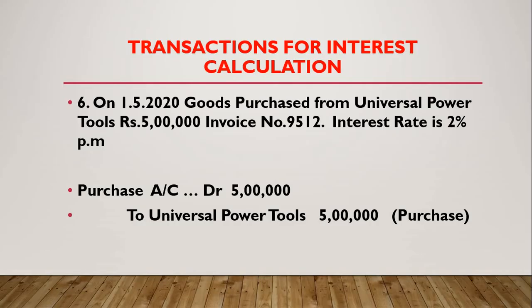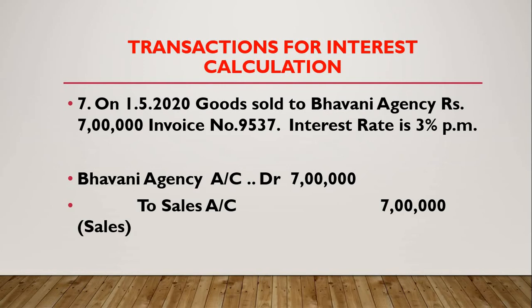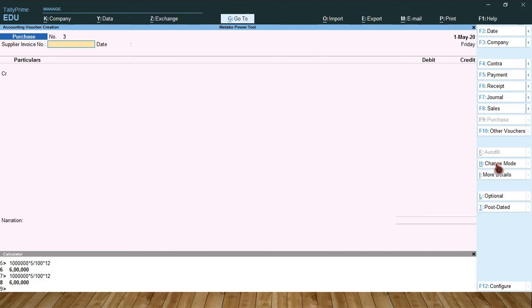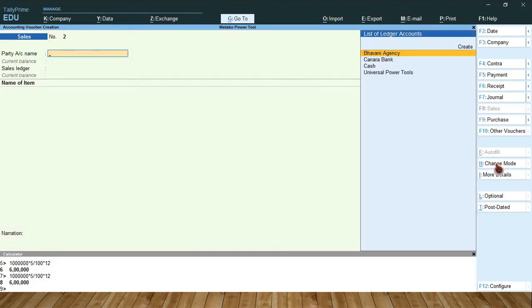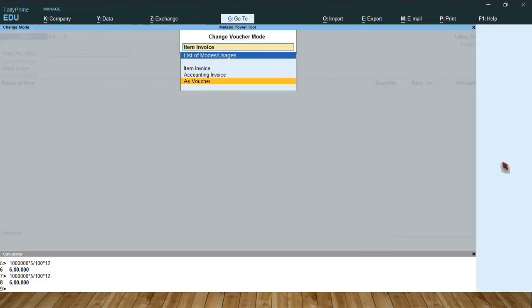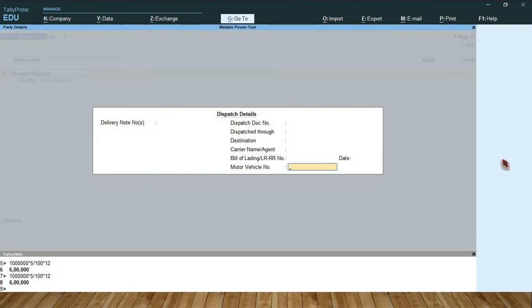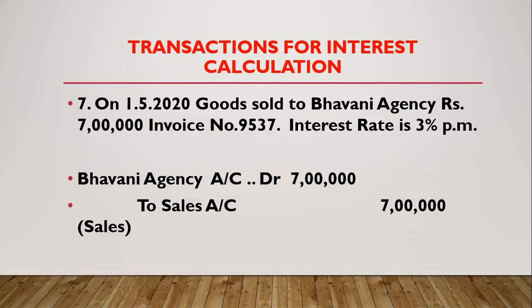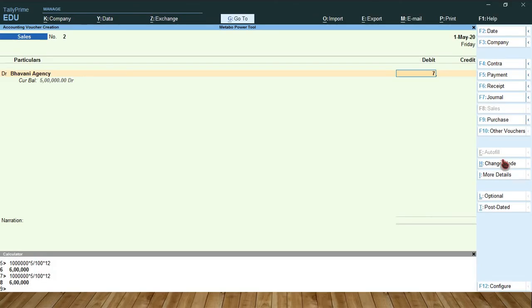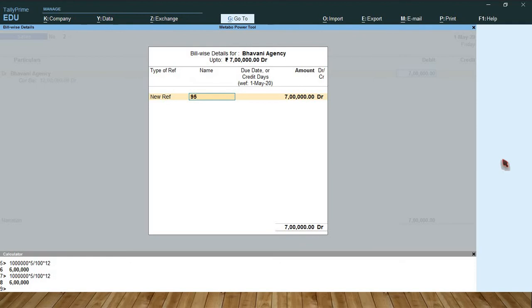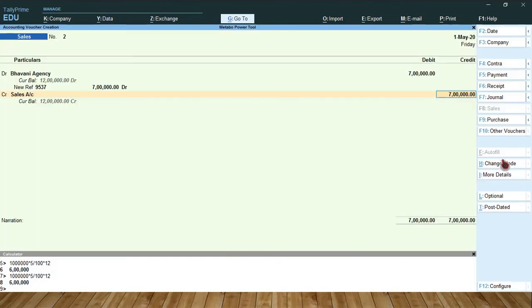On the same date, goods sold to Bhavani Agency rupees 7 lakh. Press F8. Change the voucher mode. Press here change mode. Select as voucher. Select Bhavani Agency, 7 lakh. Invoice number 9537. Sales account. Select sales. Accept.